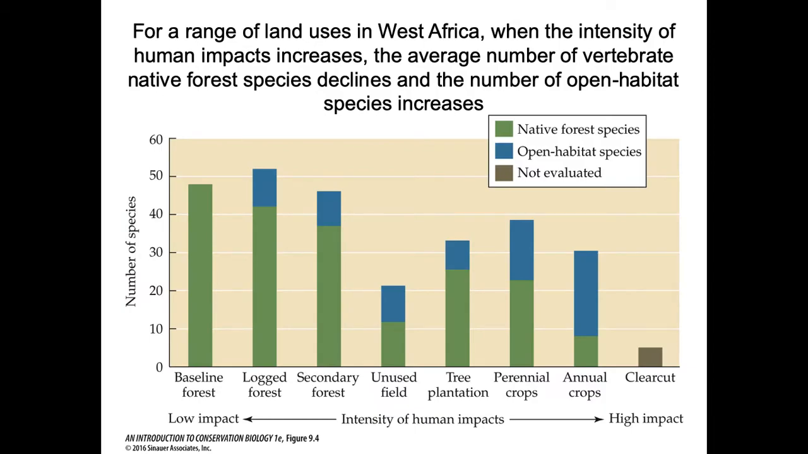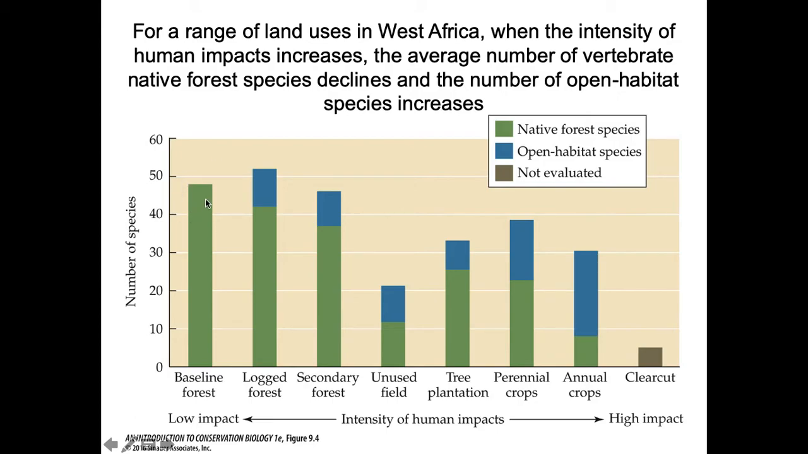This shows data from West Africa, and it looks at a variety of different habitat types, different intensity of human impacts on the x-axis, and the number of species found on the y-axis. And it breaks them up into native forest species, open habitat species, and you can see the clear cut was not evaluated. But you can see there's a large number of species if we look at the baseline and logged forest, so around 50 species.